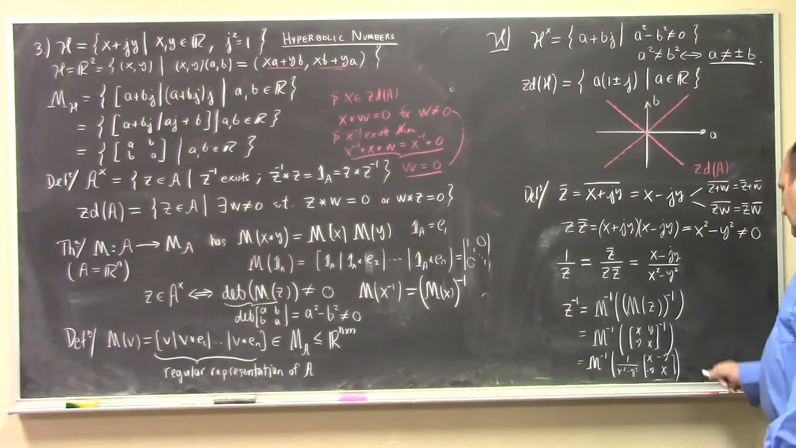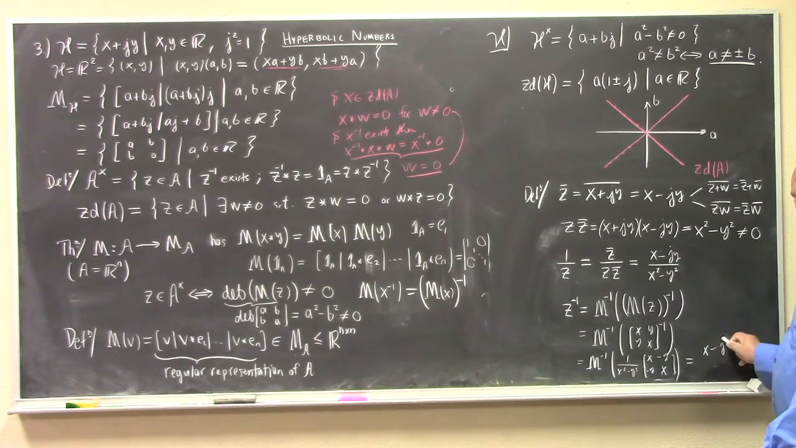And so what are you looking at? You're looking at x minus jy over x squared minus y squared again. I'm assuming you can make sense of the inverse. What does the inverse map of M look like?